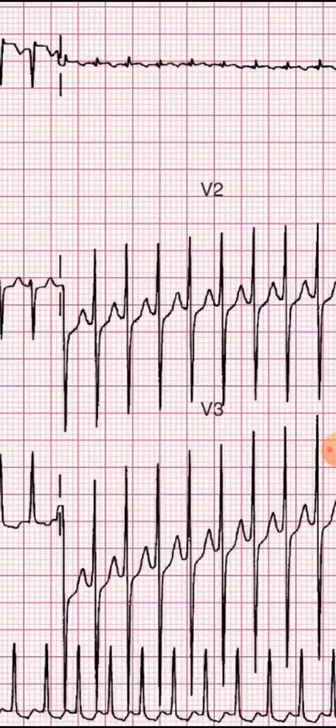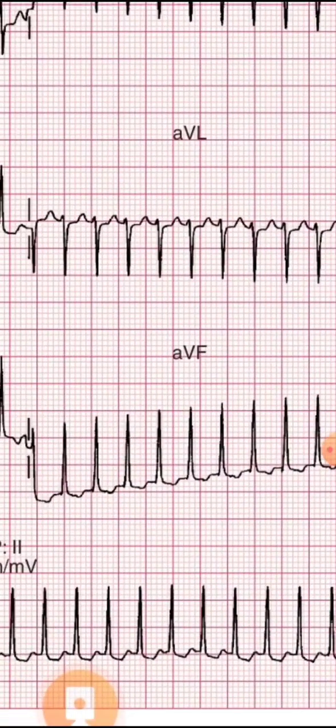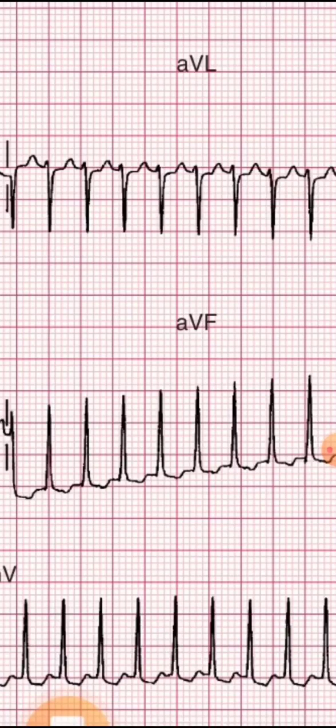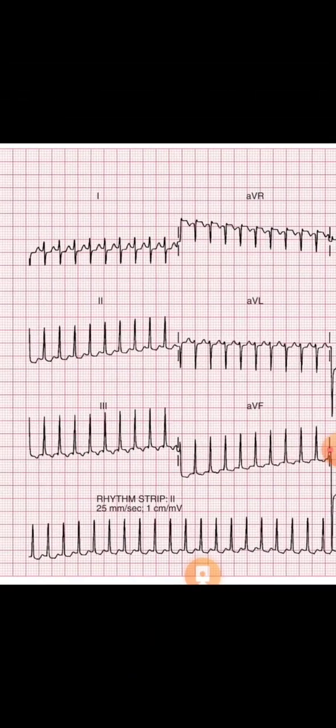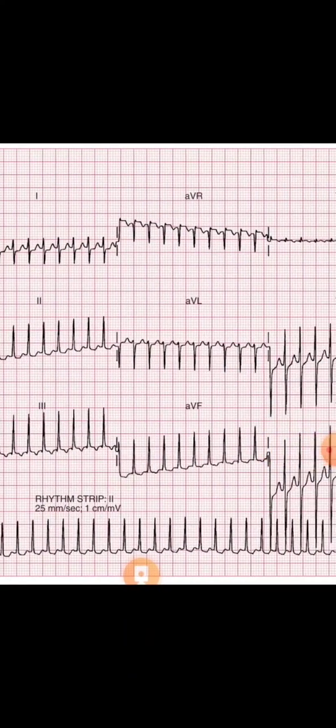Similarly, just focus on aVF and look at the downward bump, most probably that's a P wave as well. So these are some features on the 12-lead ECG that may differentiate AVRT from AVNRT.